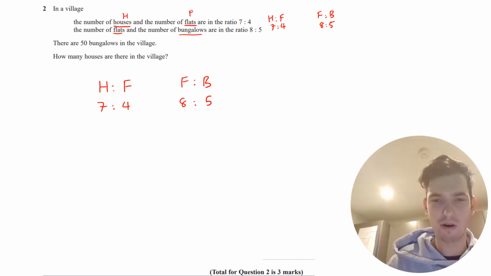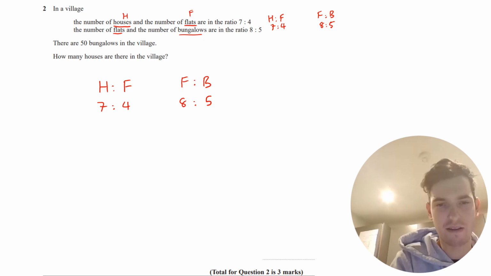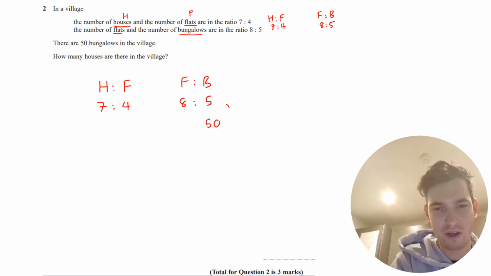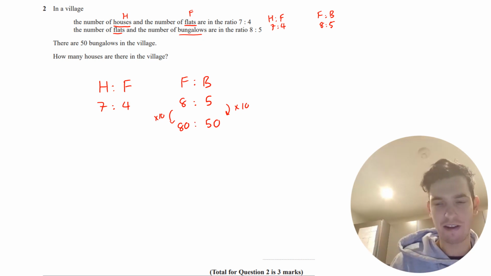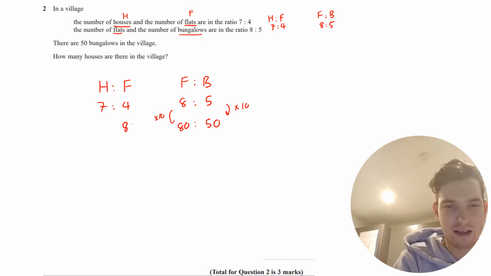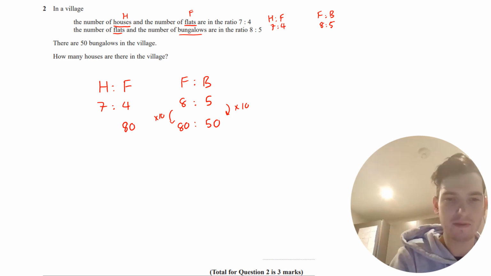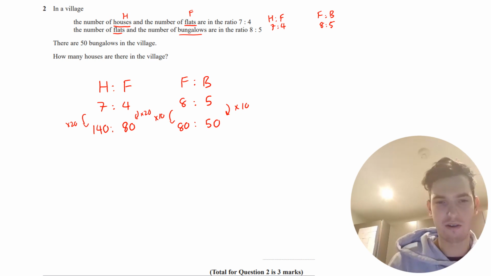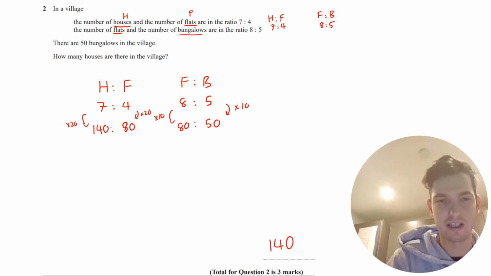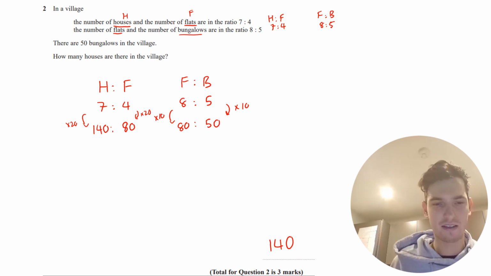And 50 bungalows, so I'm going to put my 50 underneath the B for bungalows. So I think I can work out how many flats there are. So there are 80 flats. And if there are 80 flats, I can put that here underneath the 4. So to get from 4 to 80, times by 20. So 7 times 20, 140. So my answer is going to be 140 houses. Next question.